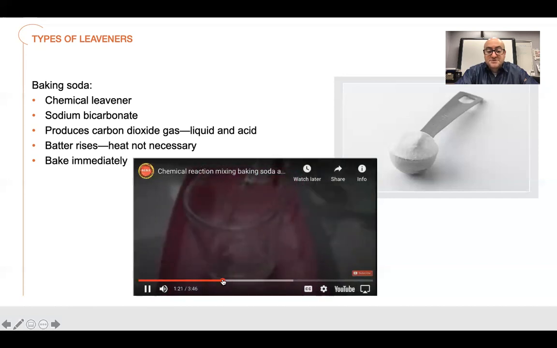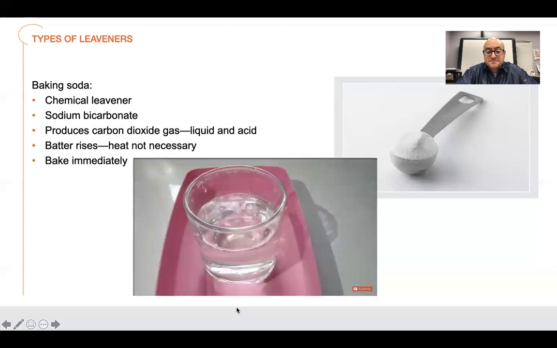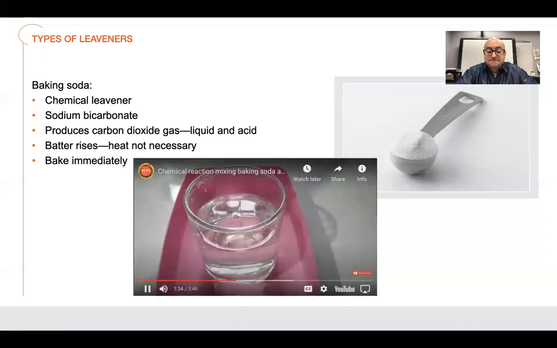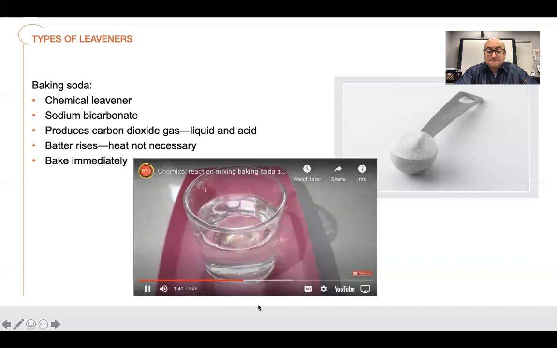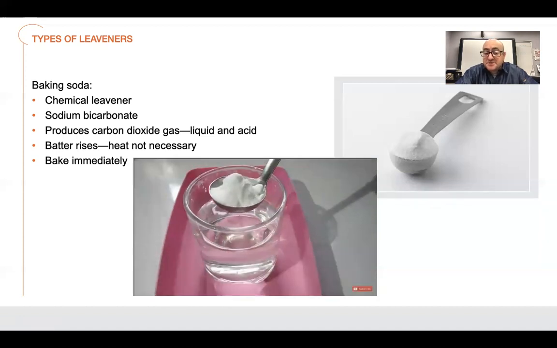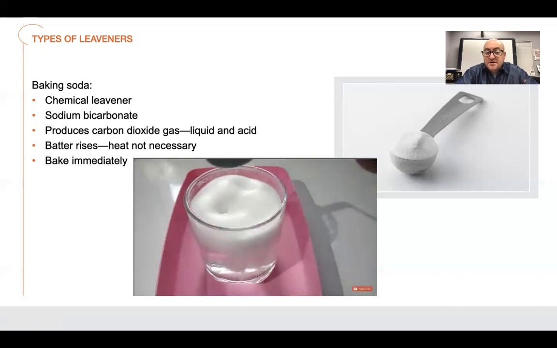Move ahead. So he adds in the baking soda. Just watch what happens. This is the same thing that would happen once you mix this into a cookie or your batter. This is going to overflow all over the place because there's nothing holding it down.